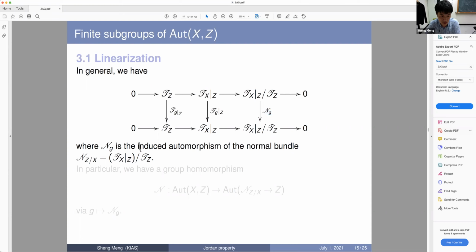and then in particular, we have a group homomorphism N, which sends every automorphism g preserving Z to N_g, which lies in this group. Okay.